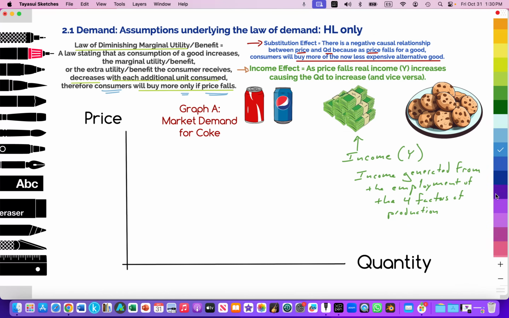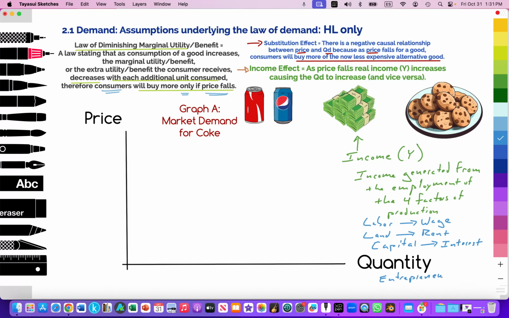Okay, so for review, we know that labor generates a wage. Other households may also own land resources, and they generate a form of income we call rent. And there might be other households that own capital resources, and they earn a form of income called interest. And I'm running out of space. We have the entrepreneur that organizes land, labor, and capital, and they generate a form of income called profit.